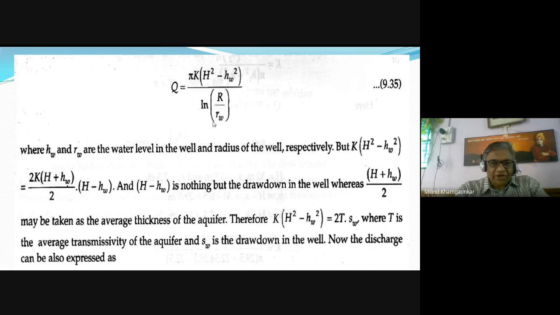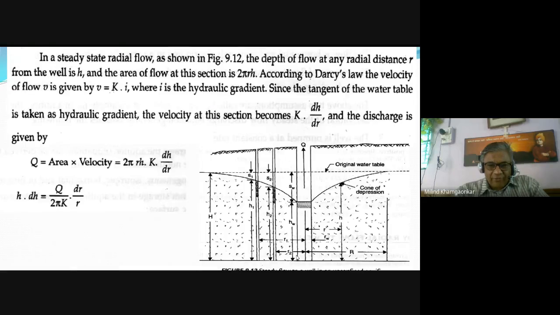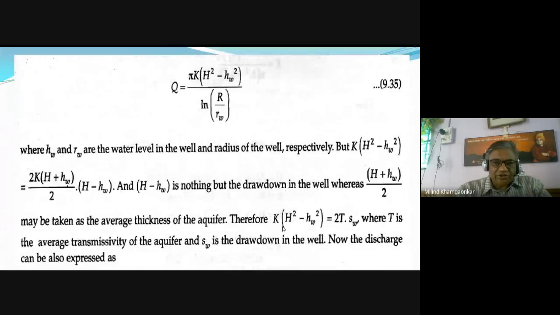In the sketch we saw that RW is nothing but the radius of the well under study. So putting this, we can find out the discharge, the steady state discharge, if we know the radius of influence and the corresponding depth or thickness of the aquifer, where HW and RW are the water level in the well and the radius of the well respectively.